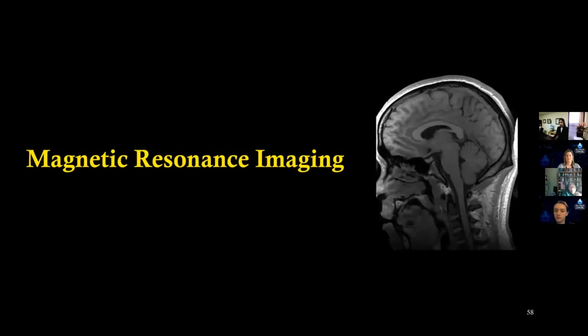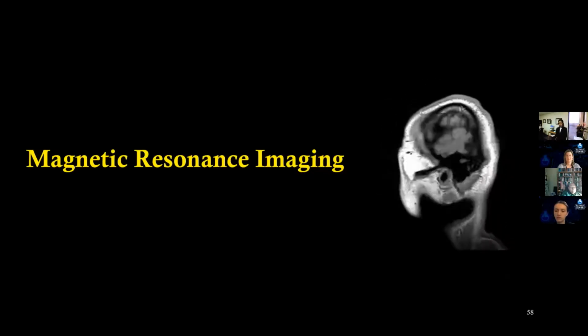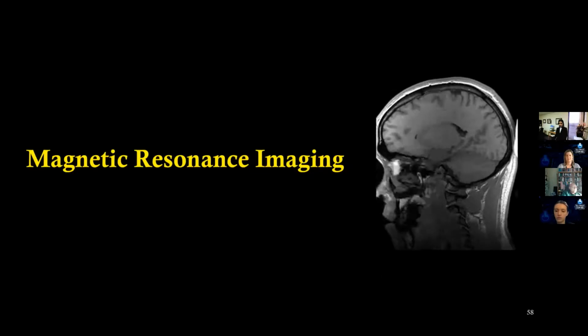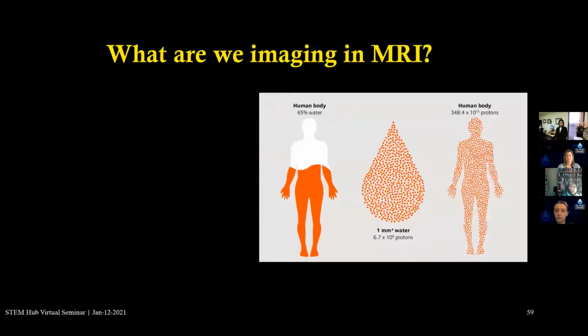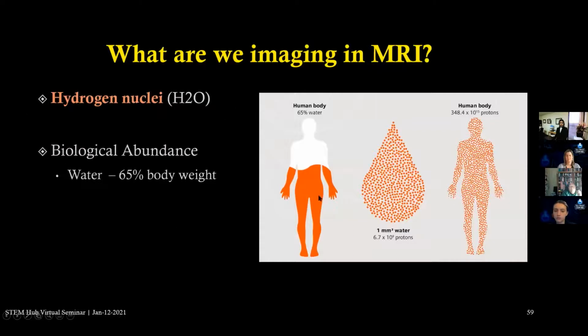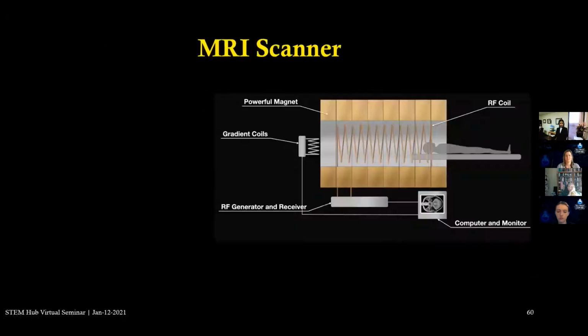Okay, so coming to our last part, which is magnetic resonance imaging, and which is also my area of interest. So just briefly, what are we imaging in MRI? We are actually imaging the hydrogen protons in MRI. We know our body has about 65% water. And these hydrogen protons produce the strong MRI signal that we are able to form the images with, as I show in the next slides.